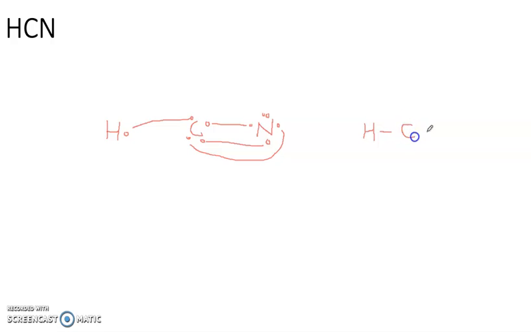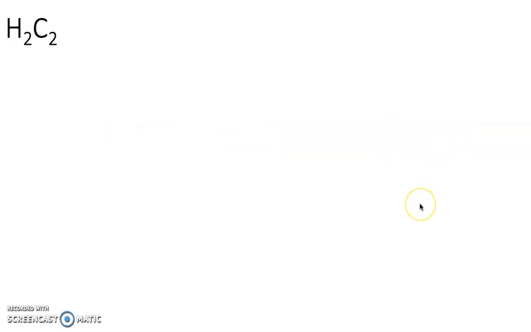So it's going to be H, line, C, triple bond, N, like so. H, C, N. Okay. So around this N, there's 8 electrons, and around this carbon, there's 8 electrons. Great. Now the last one is H2C2.